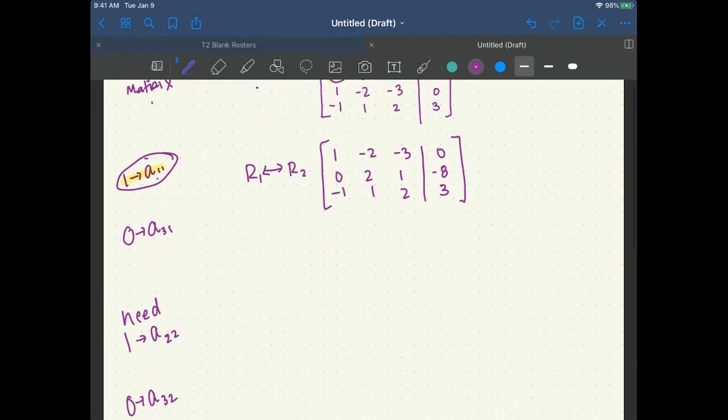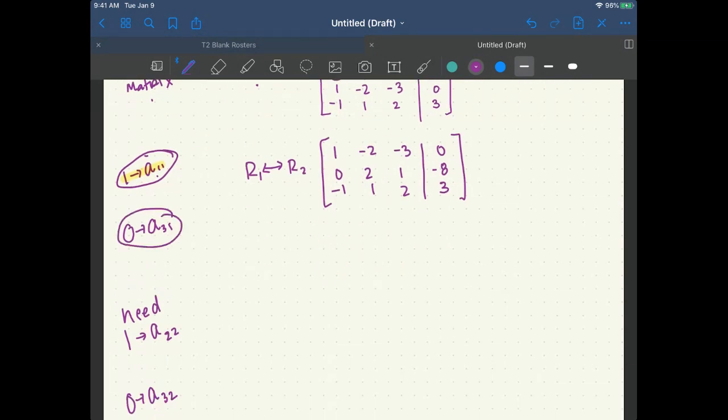Okay. The next thing we want is to get a 0 in row 3, column 1. We actually wanted to get a 0 in row 2, column 1, but we already had one, so we're going to move on to row 3, column 1. So we are going to replace row 3. I know I need to add something to row 3, and lucky for us, we have our opposite in row 1. So when I add 1 to -1, that's going to make a 0. Everything else stays the same.